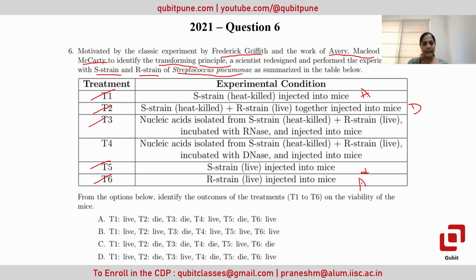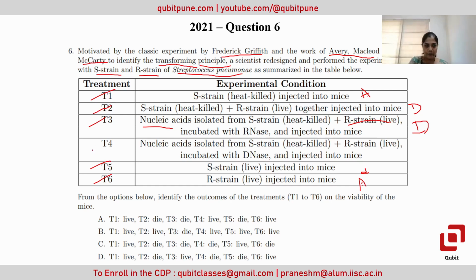T3 is the condition where the nucleic acid isolated from the S strain, the live strain which can cause virulence, is heat killed, plus the live R strain, and it is incubated with RNase and injected in mice. If this is the case, the nucleic acid is DNA in nature, so RNase has no activity on it. That means the DNA will still have the virulence characteristic, and when injected with the R strain it can again become virulent, and the mice will ultimately die. So this is again a death situation.